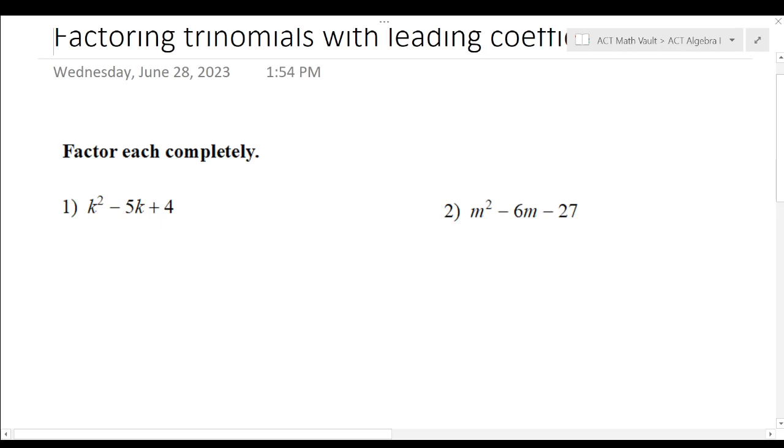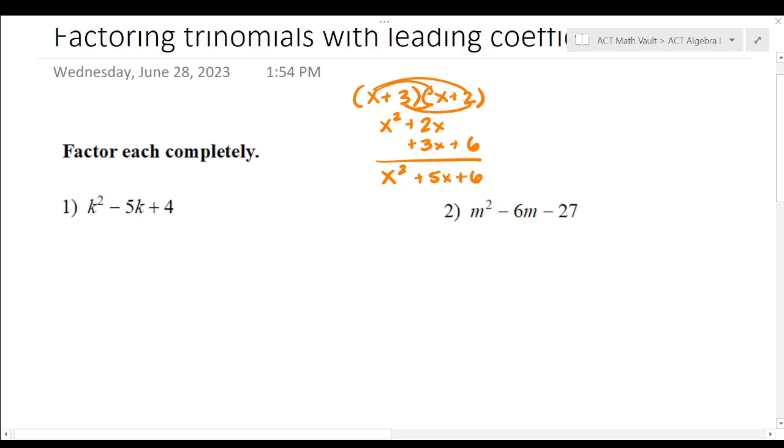And if you think back to the FOIL process, that is, if you had x plus 3 and x plus 2, the FOIL process says x squared plus 2x plus 3x plus 6 would be our process, x squared plus 5x plus 6. So then we realize that to get this trinomial, we are adding the 3 and the 2 to get the middle term. And we are multiplying the 3 and the 2 to get the third term.